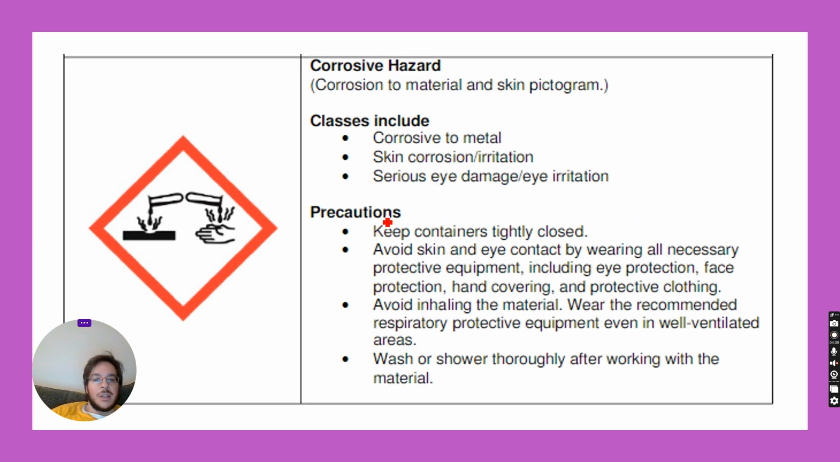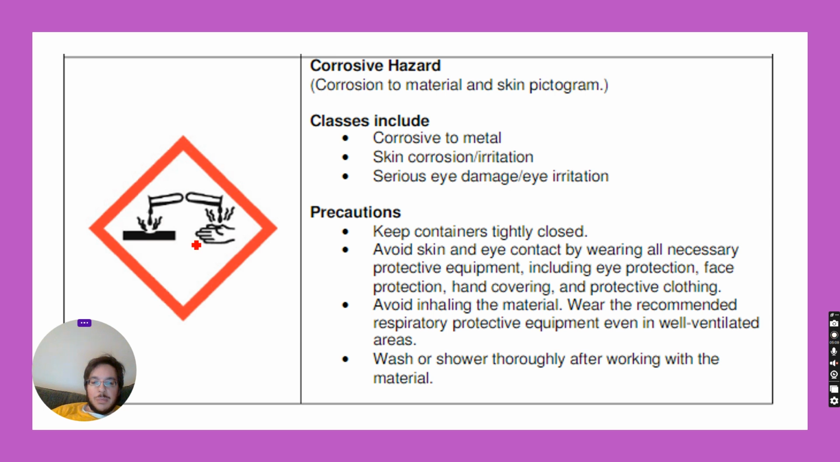And then we have corrosive material. So you'll see a stick with a hole in it, because we poured acid on the stick, and we've also decided to wash our hands with acid for whatever reason. So corrosive material includes anything that can cause eye damage or skin irritation.